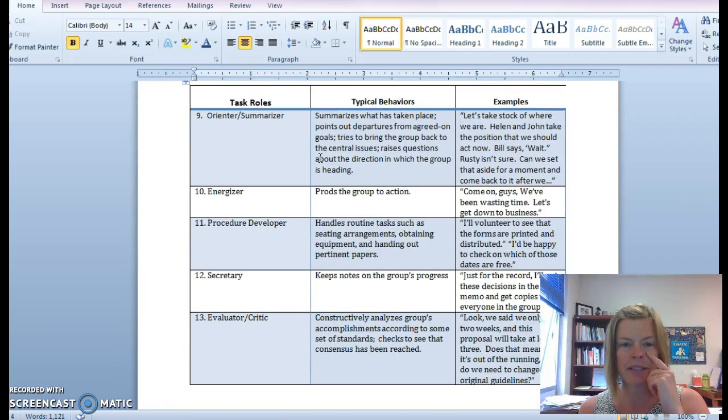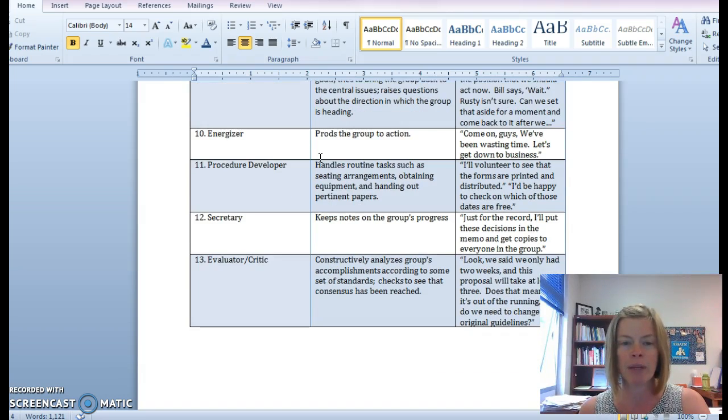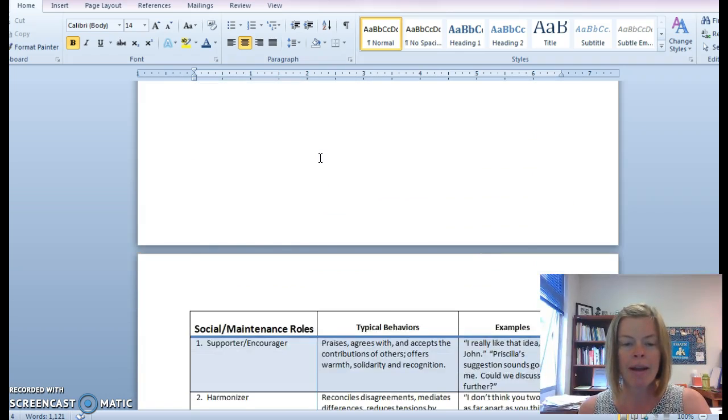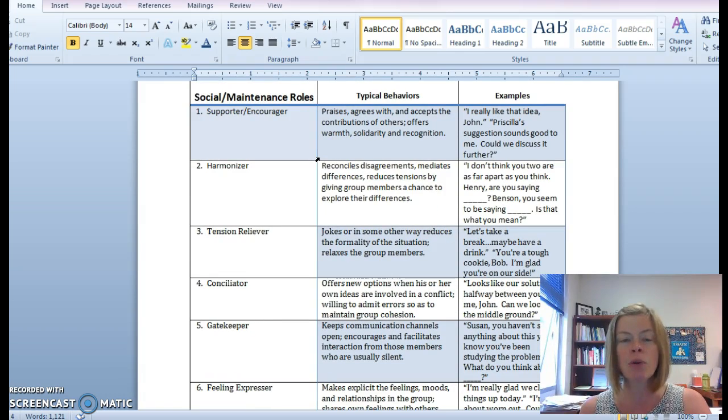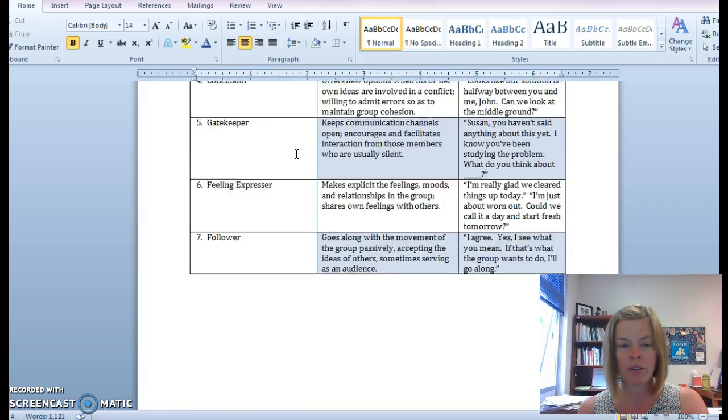Okay, so you can see these task roles. Task meaning things that help get the job done, whatever the goal is of the group. These are roles that help people get them done. Okay, and then we have what's called the maintenance roles or social roles. Depends on which edition of a textbook you pick up. And these are positive things that help the group work in a cohesive manner.